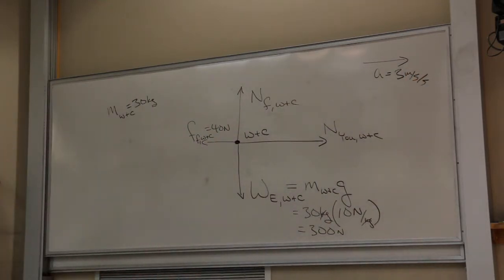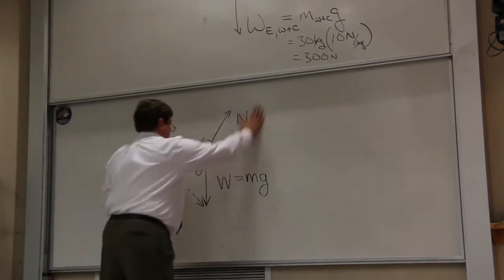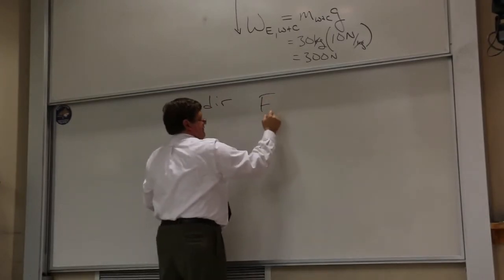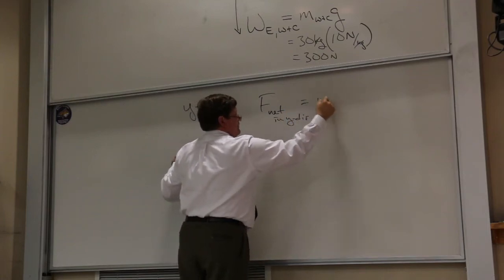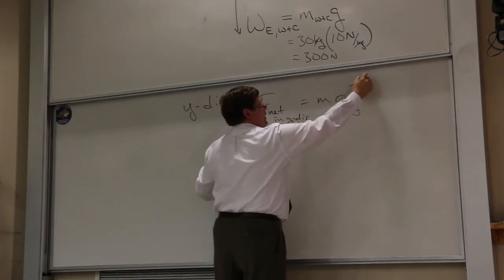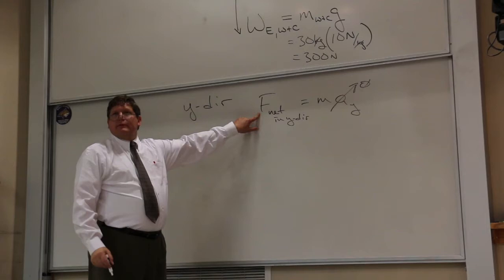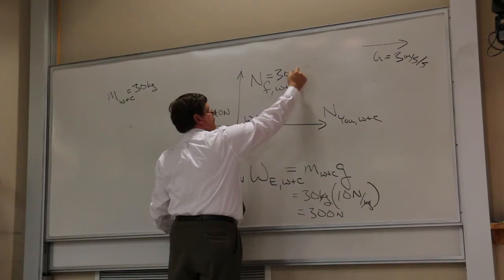Now, once I've drawn a free body diagram, I get to use Newton's second law twice. Once in the y direction. In the y direction, we have F net in the y direction is equal to m a_y, but there is no a_y. A is to the right. It's not in the y direction, and so that means my diagram in the y direction has to scream balance. So this has to be 300 newtons.